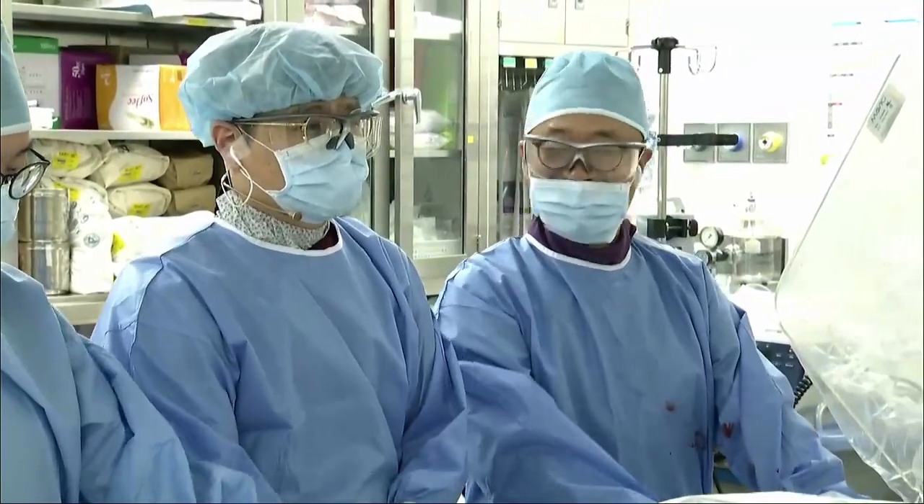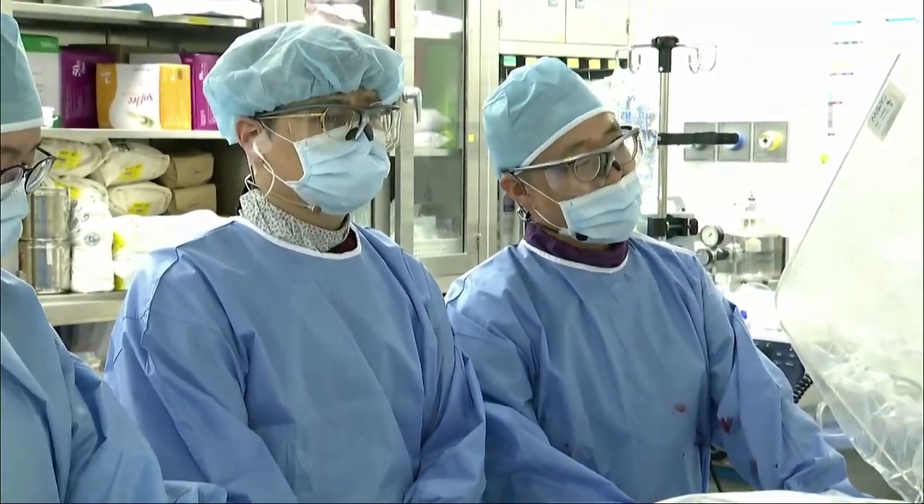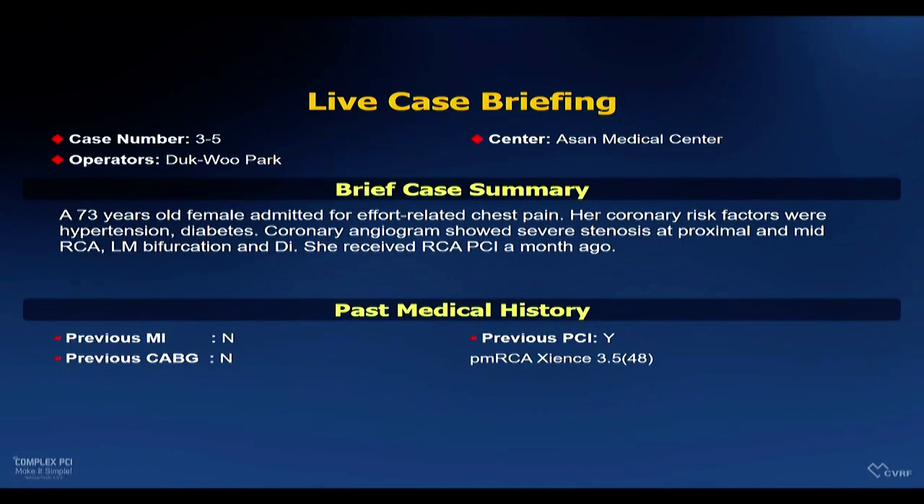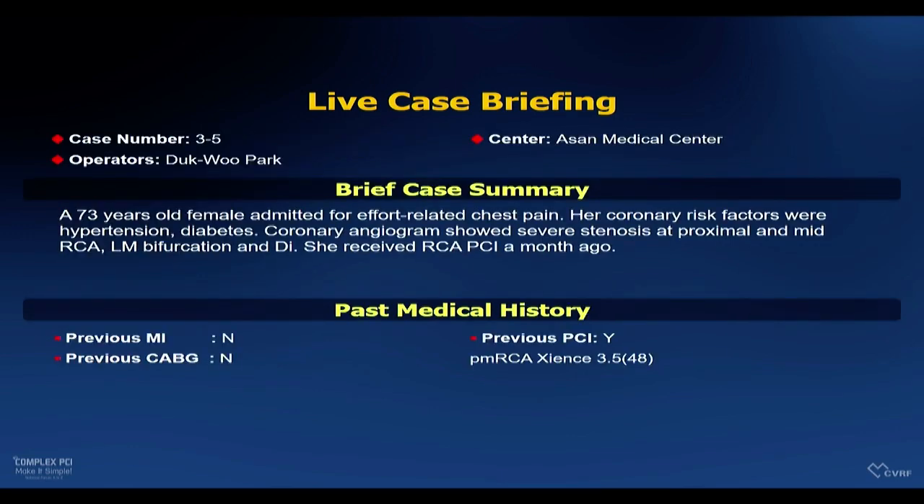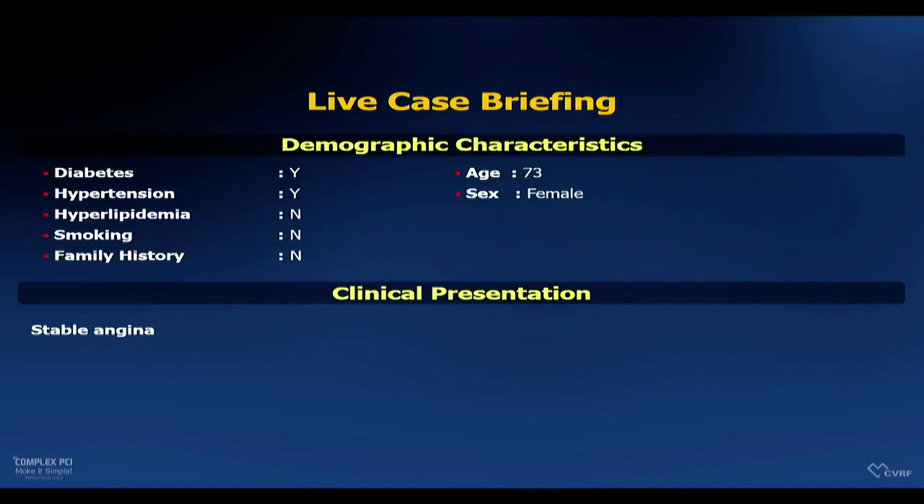This patient is a 73-year-old female patient. She was admitted for effort chest pain. Her coronary risk factors were hypertension and diabetes. One month ago, a coronary angiogram showed significant stenosis in the mid RCA, left main bifurcation and diagonal lesion. At that time, she received RCA PCI. How many stents? One stent, 3.5, 48 mm long. Looking at the risk factors, she is diabetic and hypertensive, and a relatively old woman at 73.